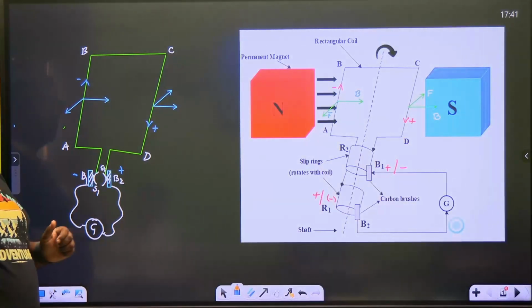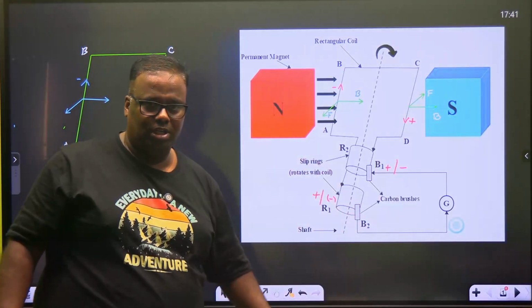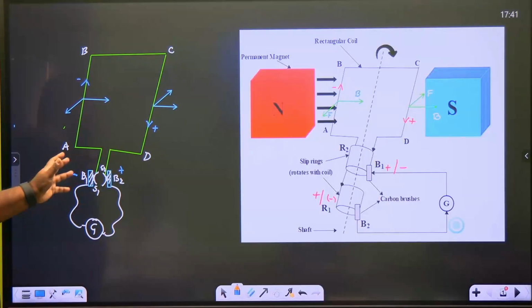Why did I cut it? Here it was a whole solid block. Here we have cut it. We don't study this because you don't study direct current out here.